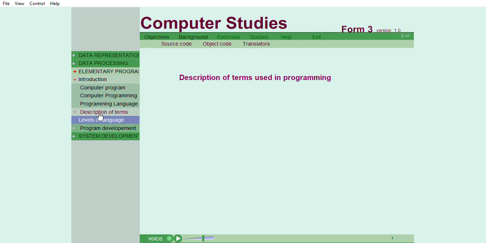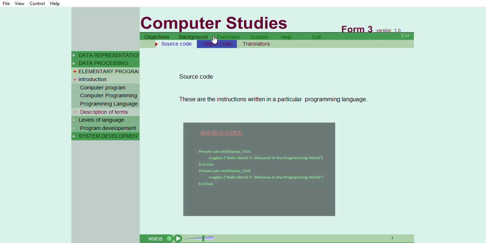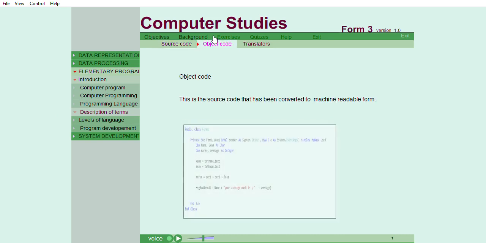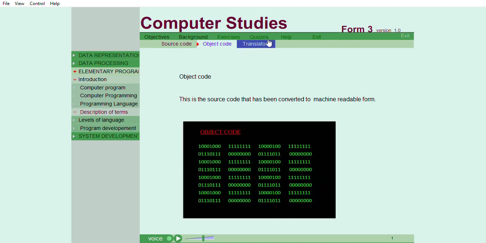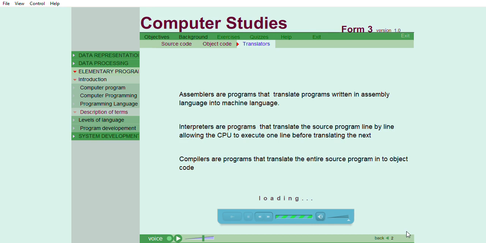Description of terms used in programming. Source code. These are the instructions written in a particular programming language. Object code. This is the source code that has been converted to machine-readable form. Translators. A translator is a program that converts source code into object code. They are categorized as assemblers, interpreters, and compilers.